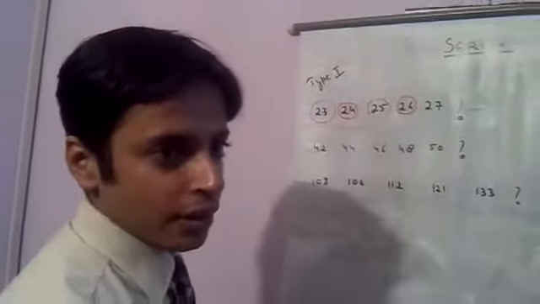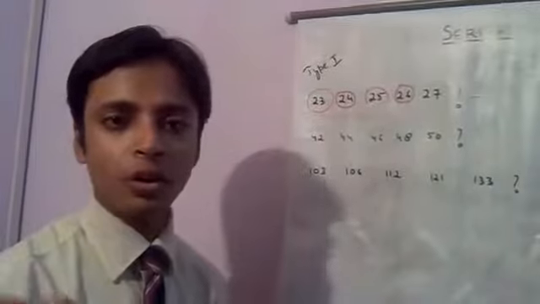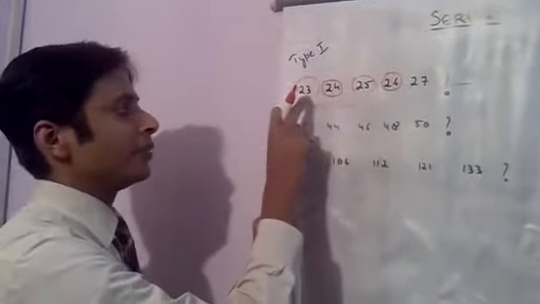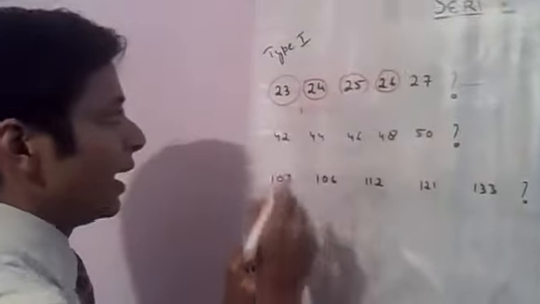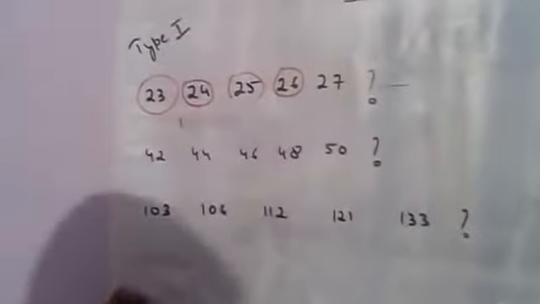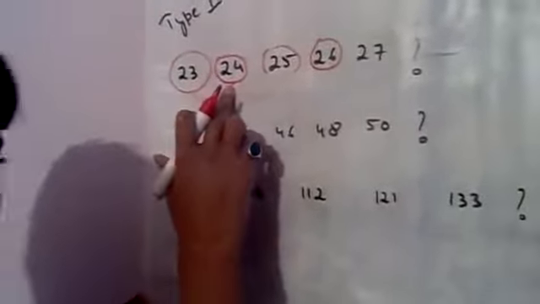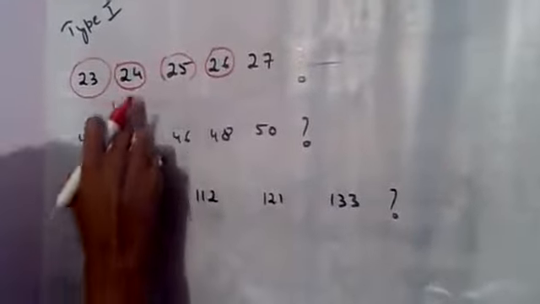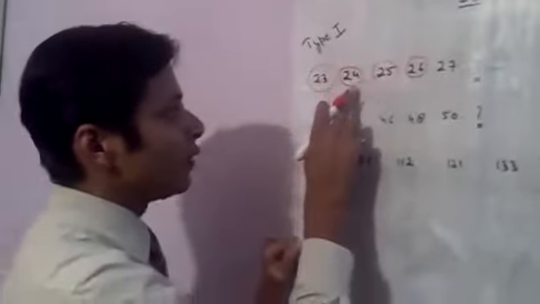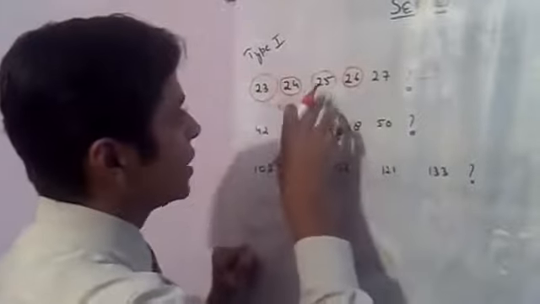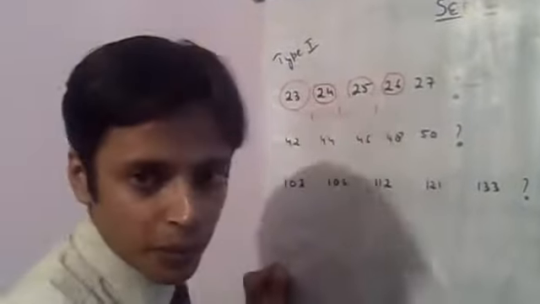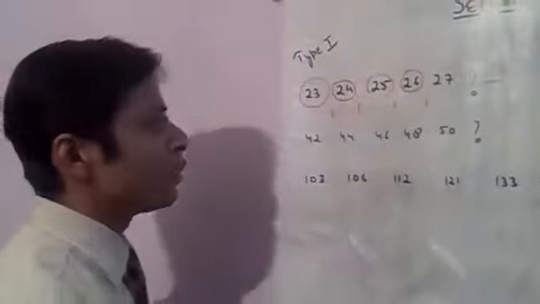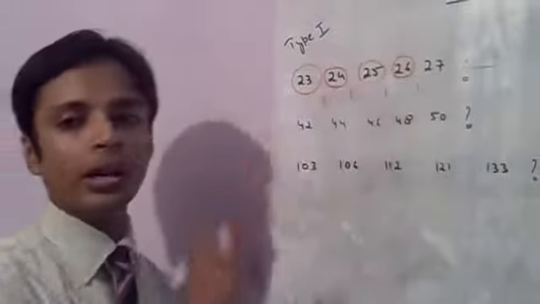For checking, what do we have to do? The first requirement is to subtract the first number of the series from the second number. Here we subtract 23 from 24 and get 1, and we write the difference underneath, between the two numbers. Then we subtract 24 from 25, we get 1, and write it in between. We subtract 25 from 26, we get 1. Then we subtract 26 from 27 and get 1. So we have found that there is a difference of 1 between all the numbers.